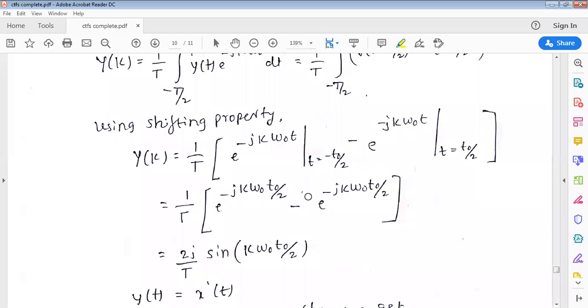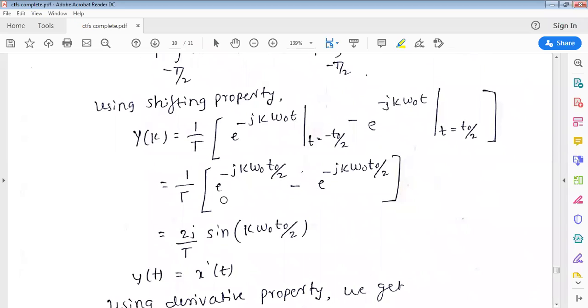Once you do this one, this is e power minus jk omega naught t. Substitute t equal to minus t naught by 2, I have this one, minus e power minus jk omega naught, substitute t equal to t naught by 2, I have this value. So what is this value? E power jx minus e power minus jx. It should become plus because it is minus into minus, so make it plus here.